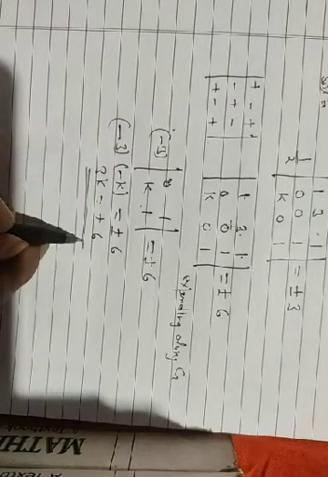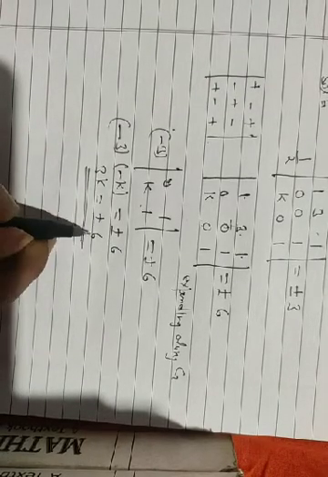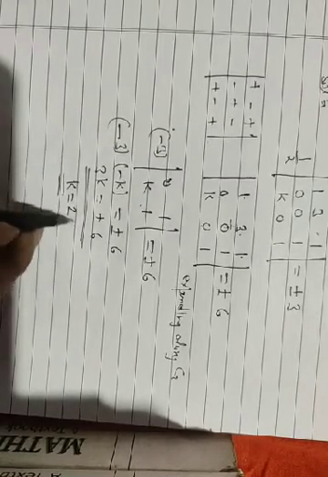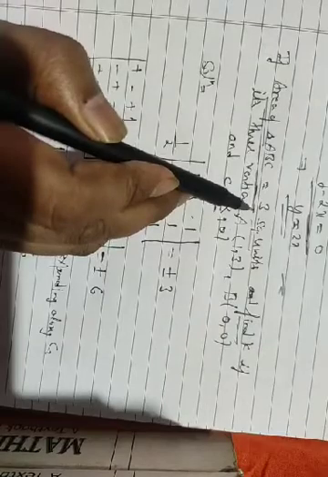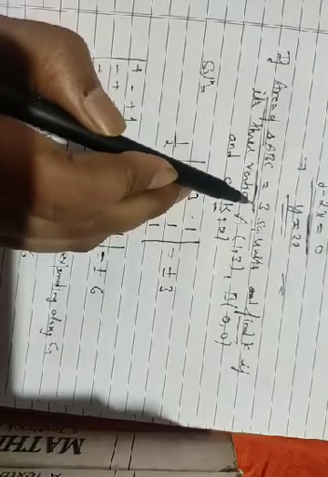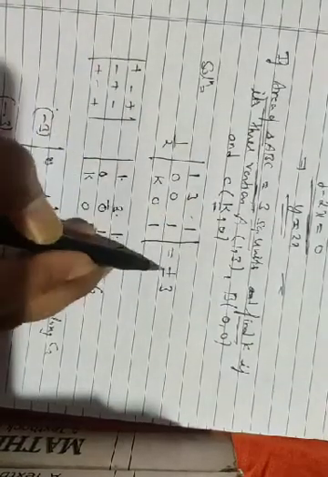Now we take the first time positive, then the second time negative. When we take the positive value, we get k equal to 2. When we take the negative sign, we get k equal to minus 2. You have to remember this: whenever you have to find unknown points and the area of the triangle is given, you have to take both its positive and negative sign.